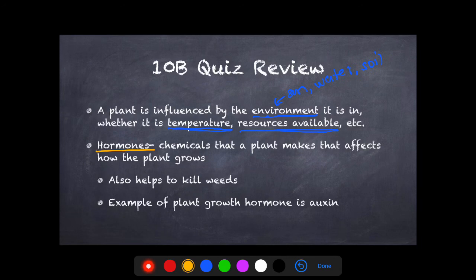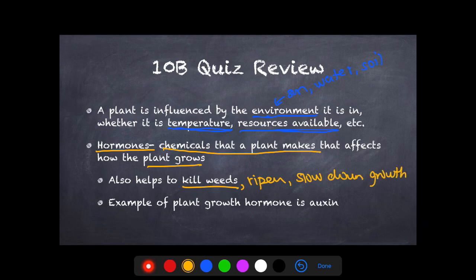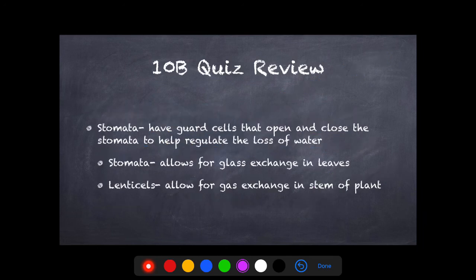We also talked about hormones. These are chemicals that the plant itself makes that can affect how the plant grows, but they can also have different functions, such as helping kill weeds, helping things to ripen, helping to slow down growth, or stopping things from sprouting, like the potatoes we talked about. And one of the main plant growth hormones is auxin, which will be in areas of the plant or the leaf that grows the most.